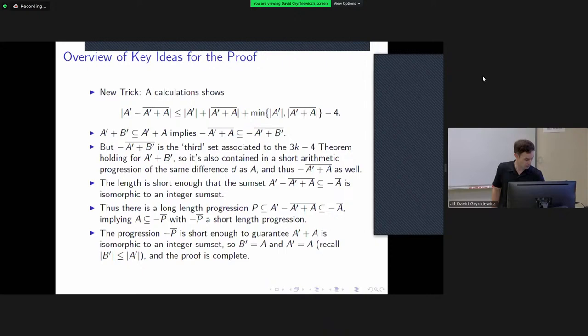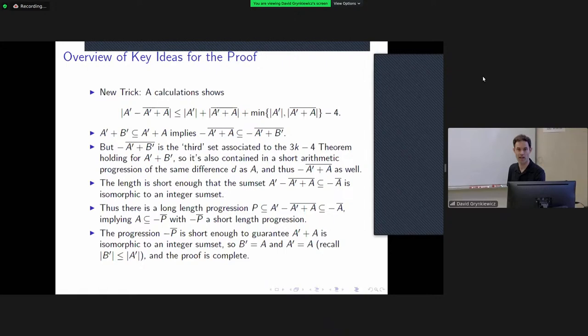So that's the basic idea of the proof and how we were able to leverage that observation and this trio of sets flipping back and forth to actually circumvent the density restriction of 1/2, to extend that argument and get it to 3/4.